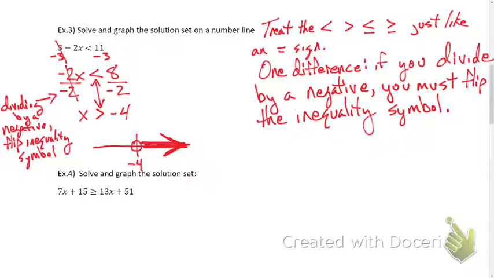Let's try another one. On number 4, we have more steps. I'm going to try and force it so that we don't have to flip the inequality, because you don't always have to. I'm going to move the x's to the right side. And that's going to give us a positive x. We won't have to flip the inequality. If you want to subtract 13x, you'll end up with a negative, and you'll have to flip the inequality.